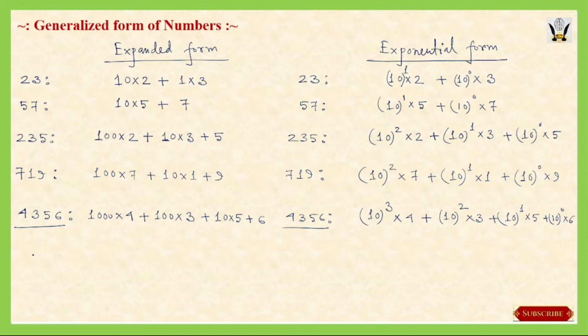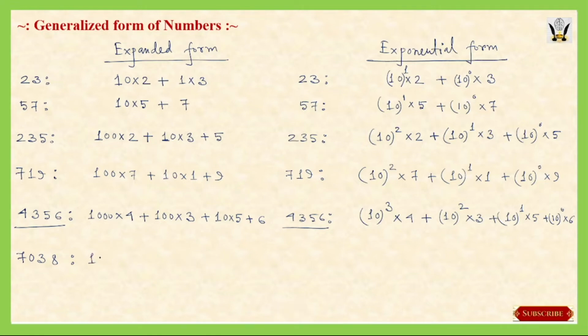Now let's take another 4-digit number, say 7038. So 7038 means it will be 7000. Then in the hundreds place, there will be nothing. It will be 0 and then 30 and then 8. So 7038. That means when we express this in expanded form, first we will express 7000.